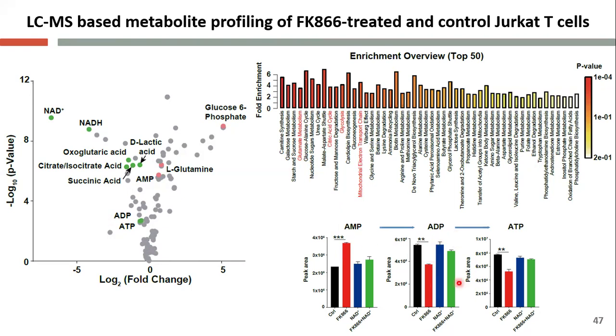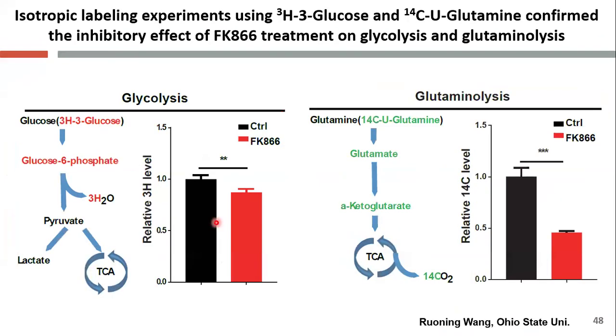And when we look at the ADP, ATP, and AMP levels, as you can appreciate, upon FK treatment we see a dramatic loss of ADP and ATP, and a reverse increase of AMP. And this phenotype can be totally rescued by the NAD re-addition. So suggesting that the change of NAD may be directly linked to the ADP production, the ADP status of the T cells.